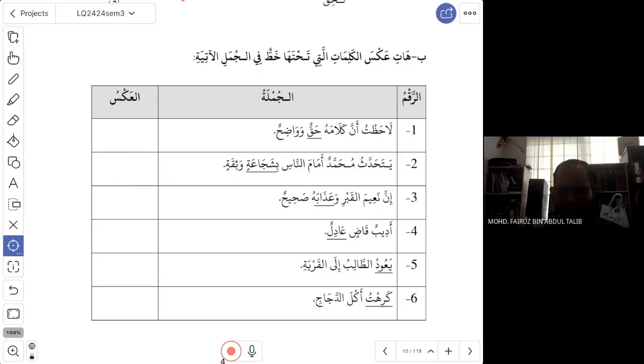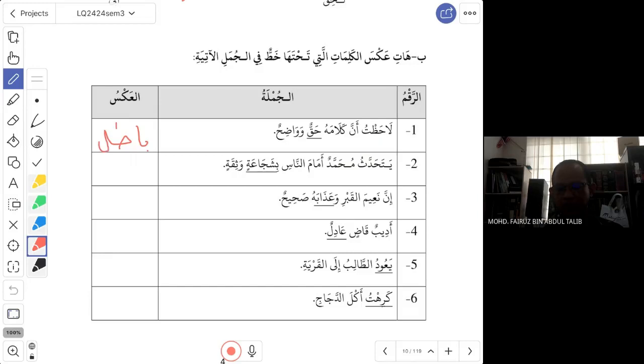Batil, not true. Of course, the word is haqqun. We say, oh, his word is batil. So whatever is coming from his mouth is batil, it's not true. It is lies and slander, and these are all what we call batilun. Okay, batilun. The second sentence: yatahadas, talk or speak.